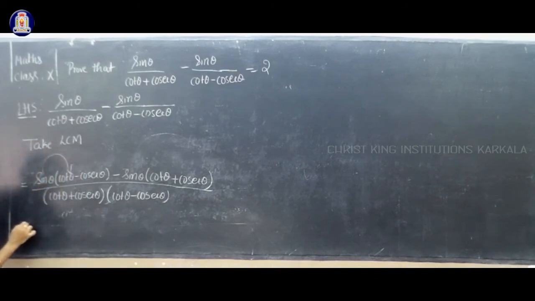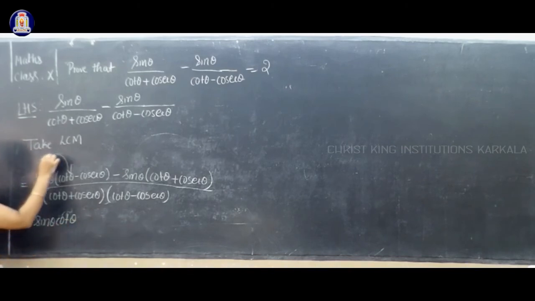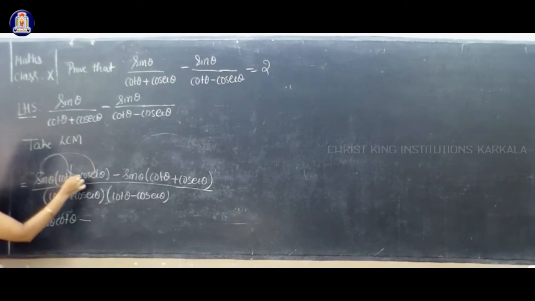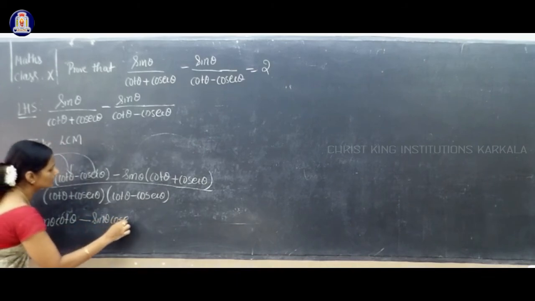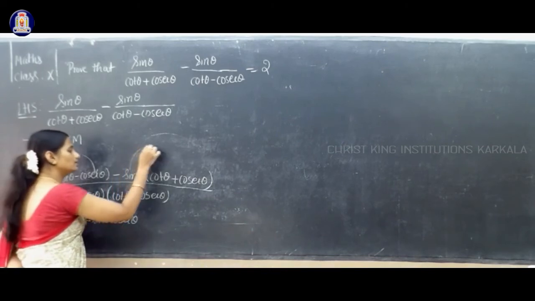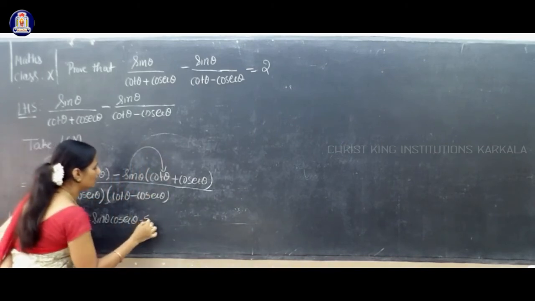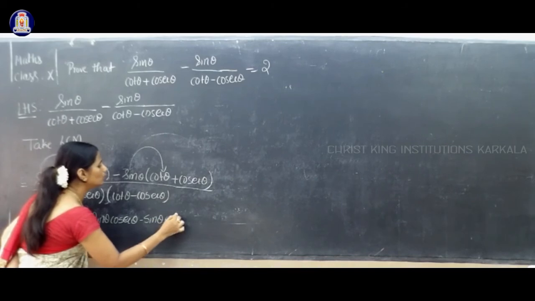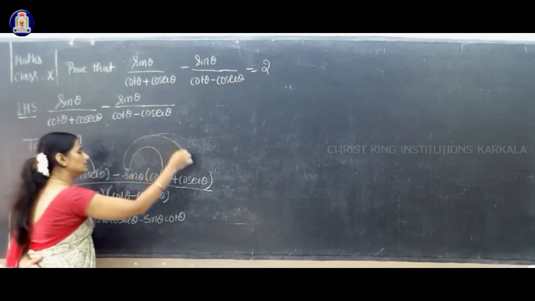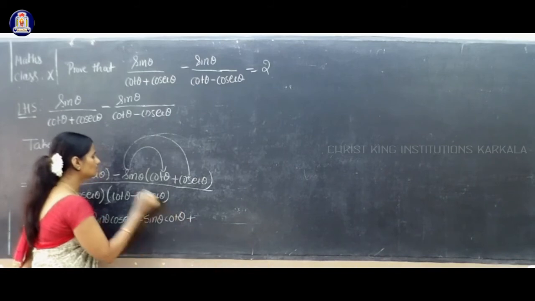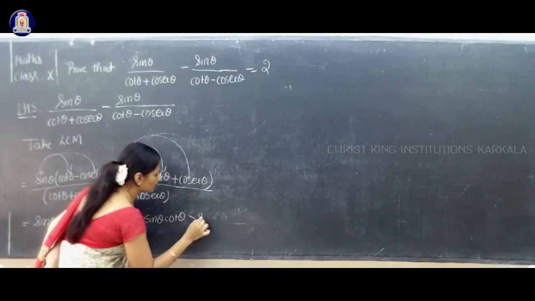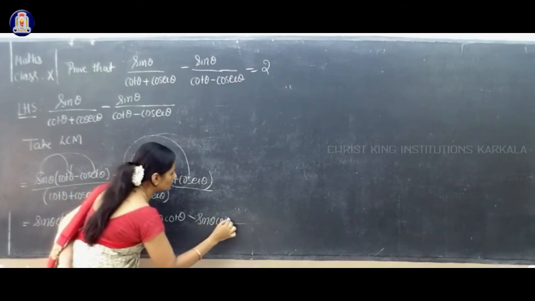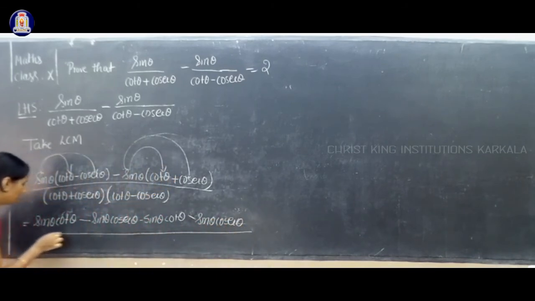Sin theta into cot theta is sin theta cot theta. Sin theta into cosecant theta: plus into minus is minus, sin theta cosecant theta. Next, minus into cot theta is minus sin theta cot theta. Next this one, minus into plus is minus. So sin theta into cosecant theta, right? Sin theta cosecant theta whole divided by.